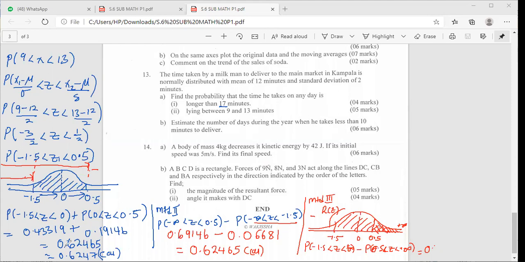Negative 1.5, we have 0.93319, and 0.5. Zero, 0.30854.